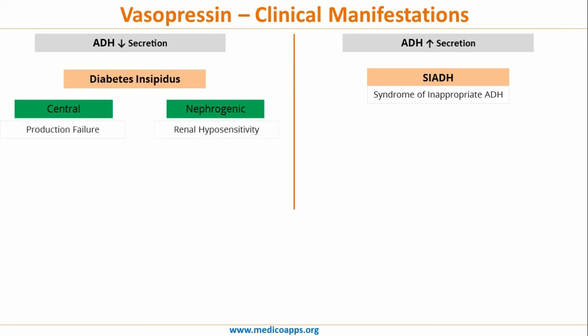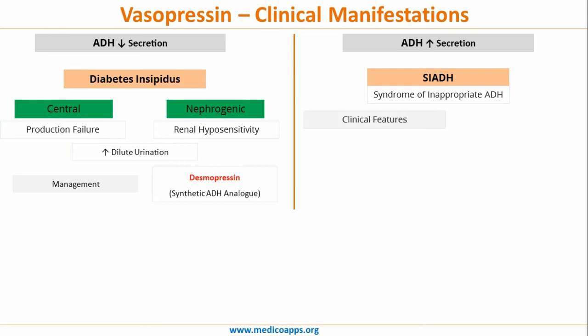Very simple to understand. In central diabetes insipidus, there is a production failure, whereas in nephrogenic, there is a renal hyposensitivity to the ADH which is circulating in the body. Both will have a similar feature, that is increased urine dilution. The management is to give a synthetic ADH analog, which is desmopressin.